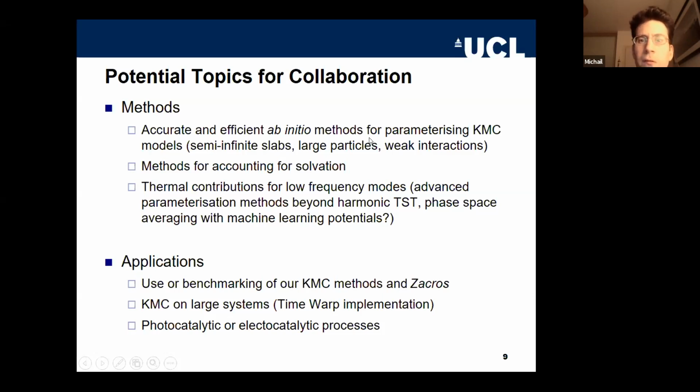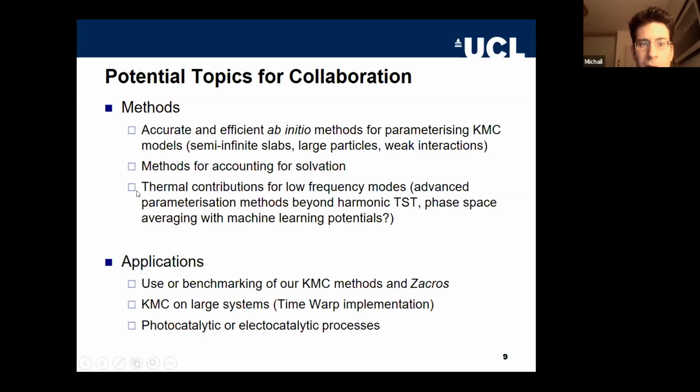Also larger particles, so trying to calculate the binding energies and the formation energies of transition states for these two situations, and also in the presence of weak interactions. Also accounting for solvation. Right now, most of the calculations that we're doing in my lab assume dilute bulk phases, so ideal gases effectively. So accounting for solvation is of interest in practical situations. That would be of interest if anybody is developing methods like that.